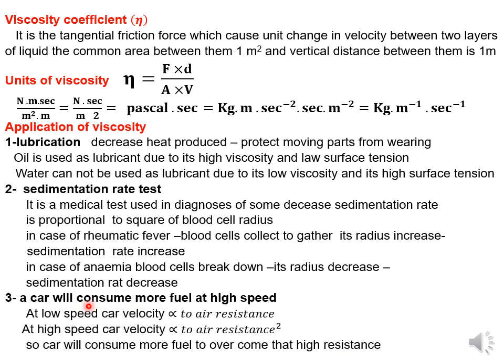Car will consume more fuel at high speed. At low speed, car velocity is directly proportional to air resistance. At high speed, car velocity is directly proportional to air resistance squared. So there is more resistance caused by the air to the car at high speed, so the car will consume more fuel to overcome that high resistance.